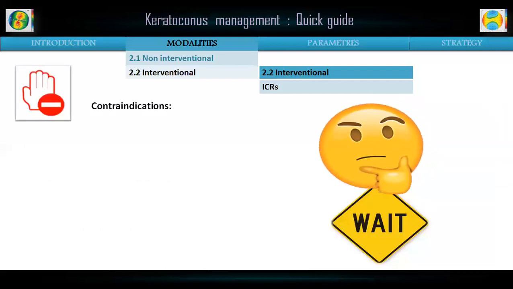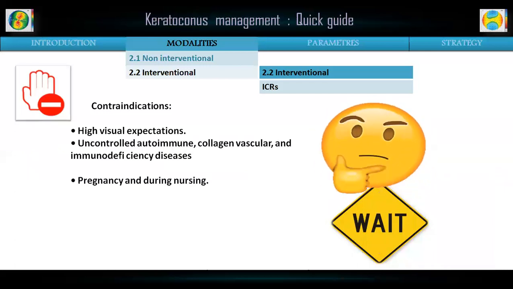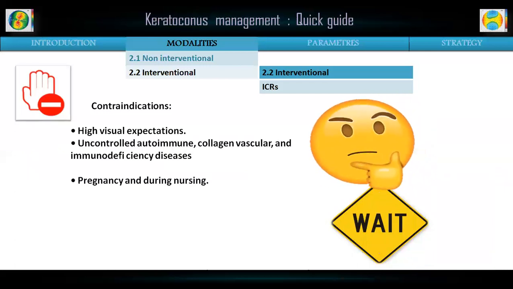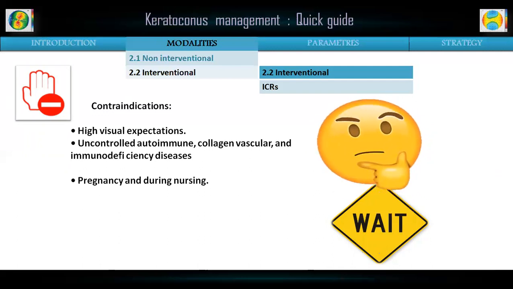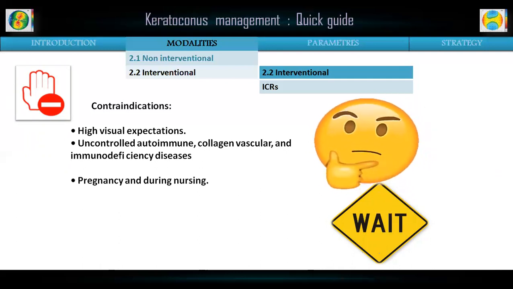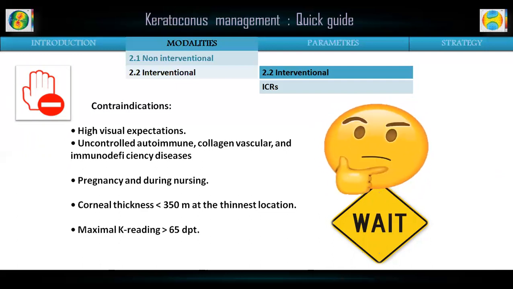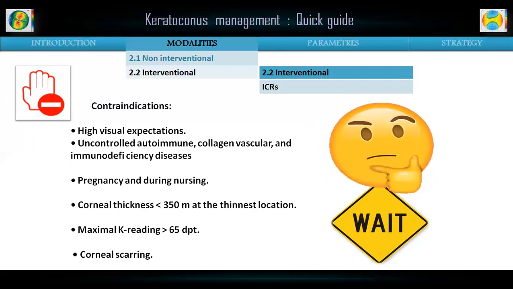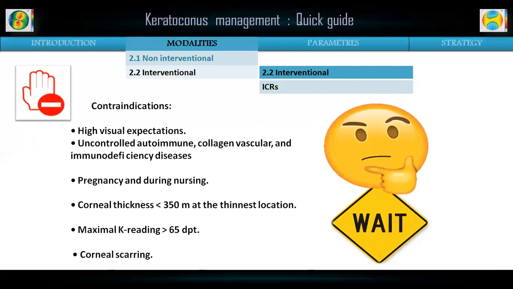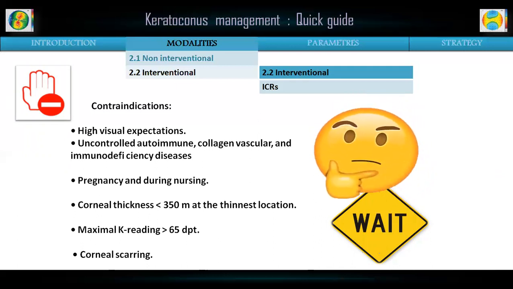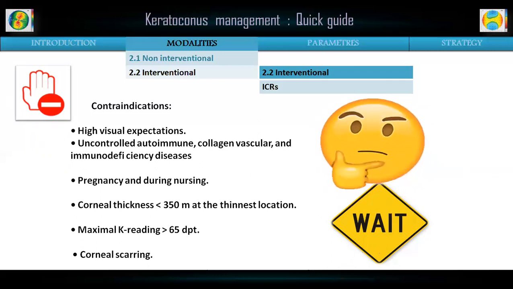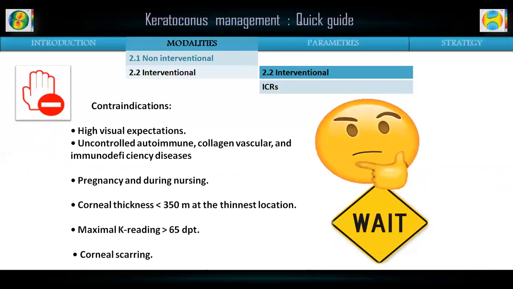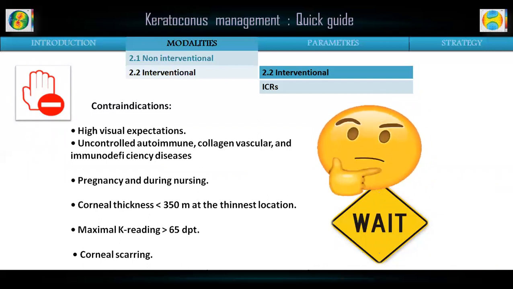The contraindications of intracorneal rings: if we have a very high visual expectation, uncontrolled autoimmune disease, and during pregnancy or nursing. These contraindications are relative to the patient. And for the contraindications relative to the cornea, when we have a thickness less than 350 microns and Kmax more than 65 diopters, and when we have corneal scarring, we cannot do intracorneal ring implantation.